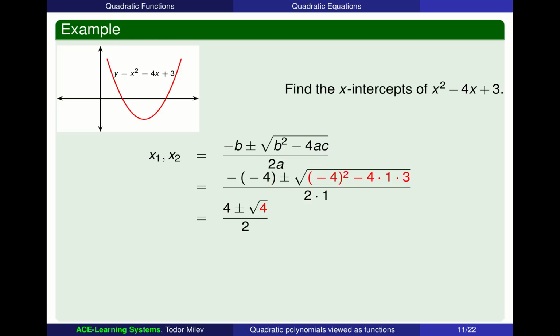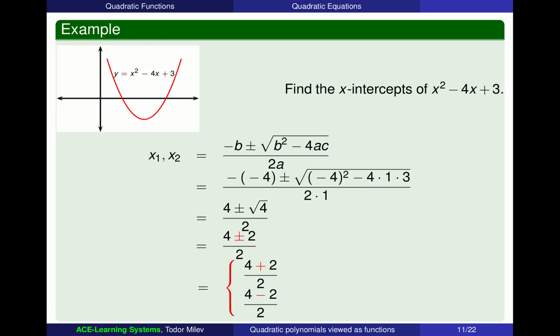So 4 plus or minus radical of 4 over 2. Radical of 4 equals 2. So I'm getting 4 plus or minus 2 over 2. So that is 4 plus 2 over 2 or 4 minus 2 over 2.